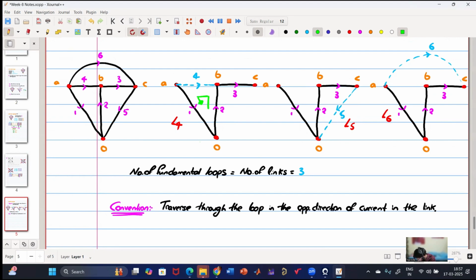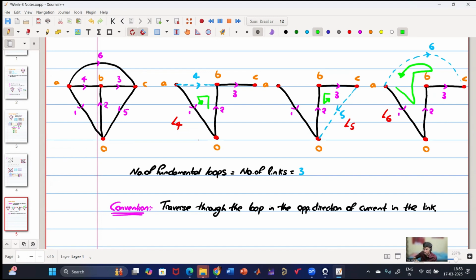What I mean to say is, in this, we will traverse in this direction. In this, we will go in this direction. In this, we will go in this direction. Agree? Just the opposite direction, because current is flowing clockwise, we'll go anti-clockwise. In 4, it is going clockwise, so we'll go anti-clockwise. In 5, it is going clockwise, so we'll go anti-clockwise. In L6 also, it is flowing clockwise, so we'll go anti-clockwise. Is that clear or any doubt?